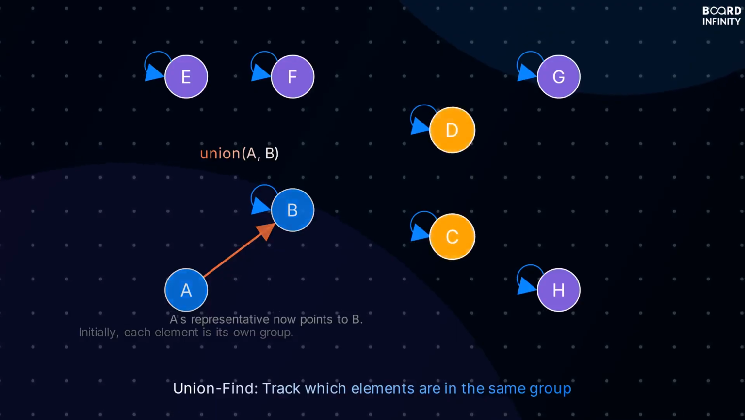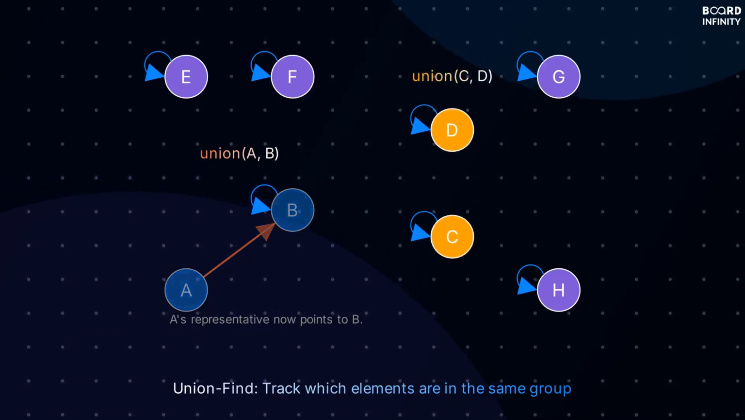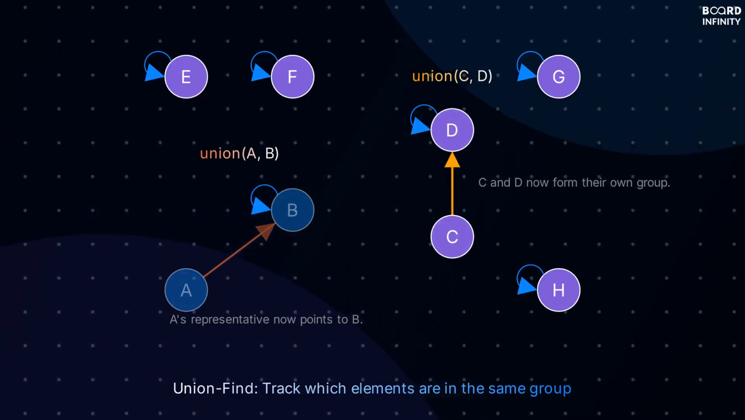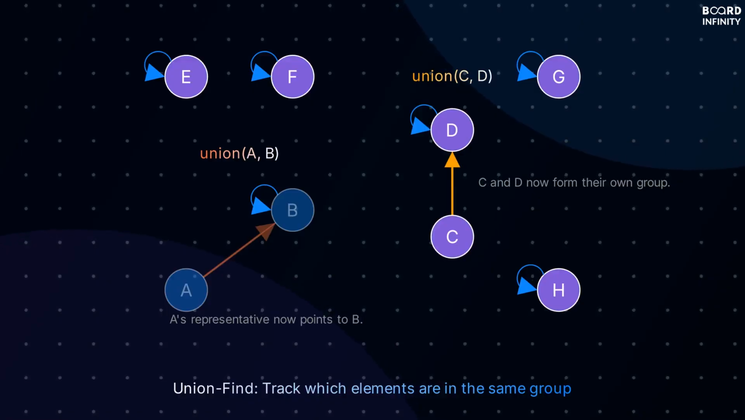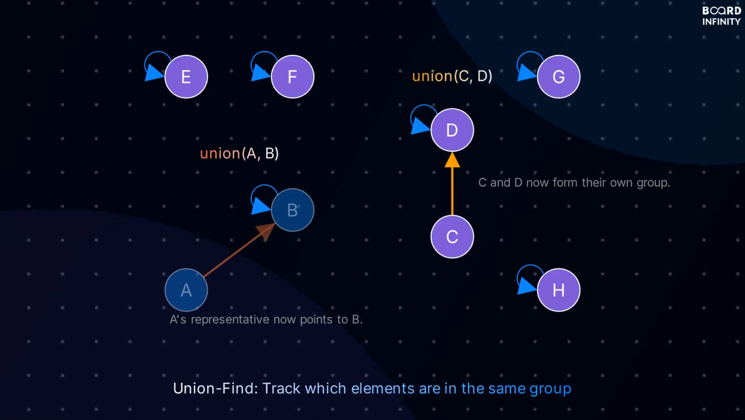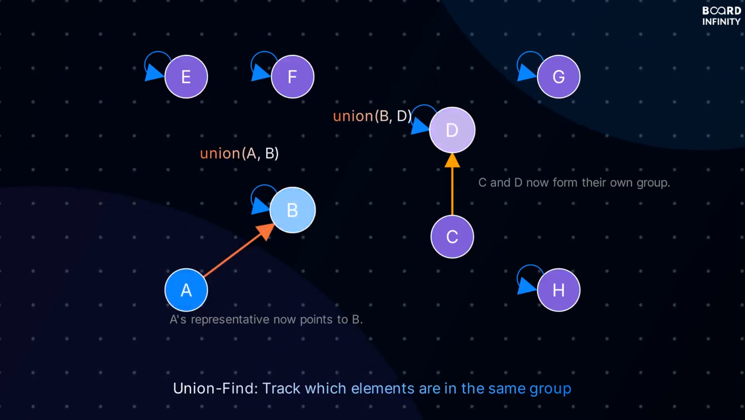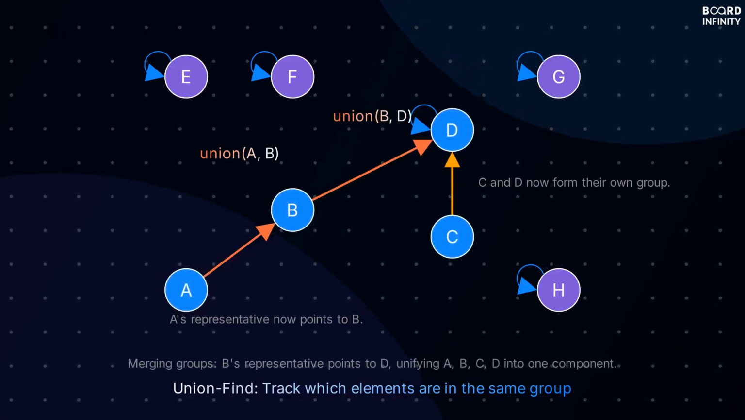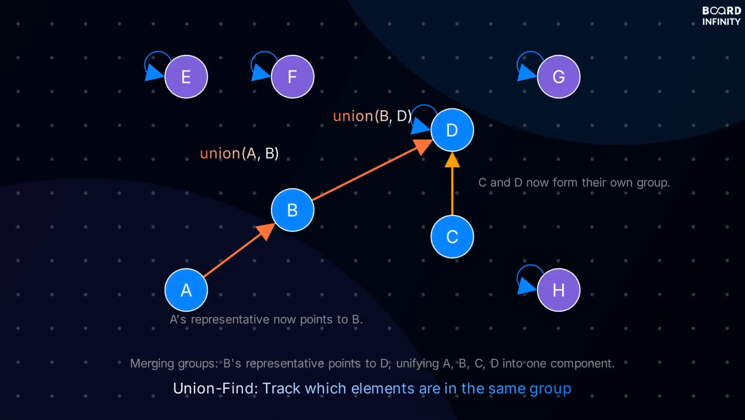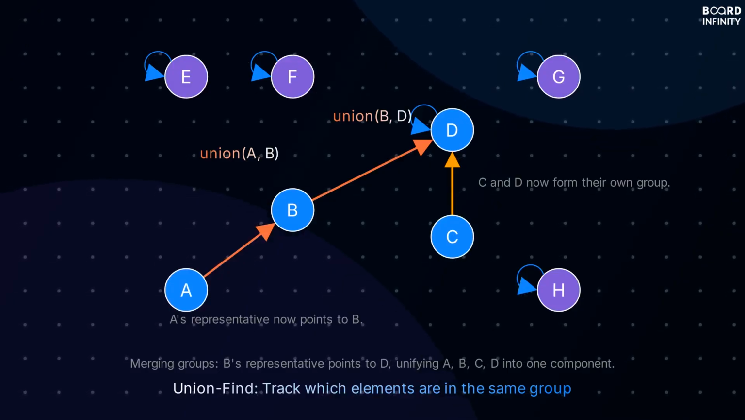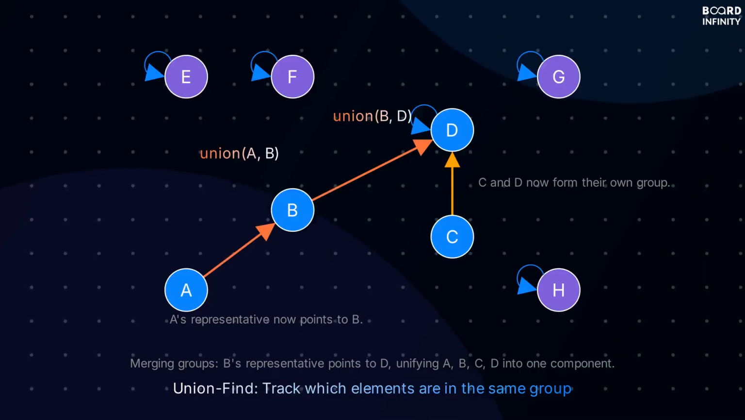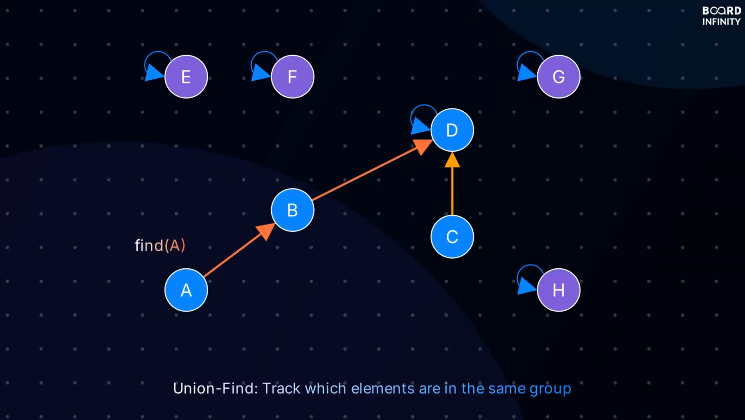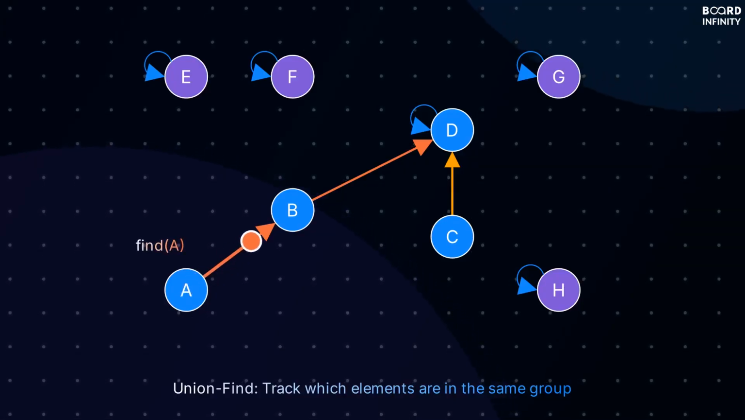a shared connection. Here, we see another union operation, forming a separate group with different elements. Each group maintains its own distinct representative and connection, independent of other groups. Now, when we union two elements that belong to different groups, their representatives connect. This effectively merges all elements in both groups into a single, larger component, all sharing the same ultimate representative. Two elements are connected if they share the same representative.